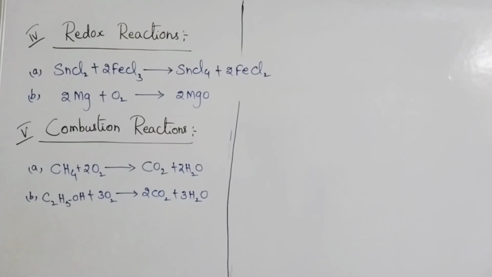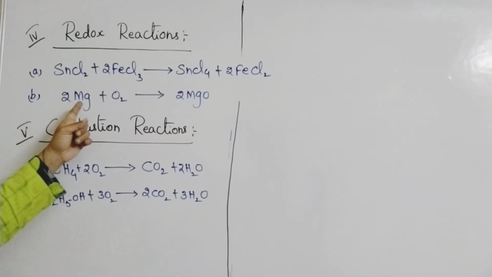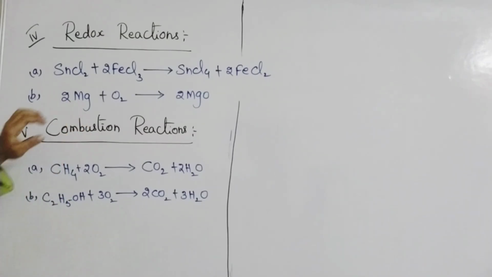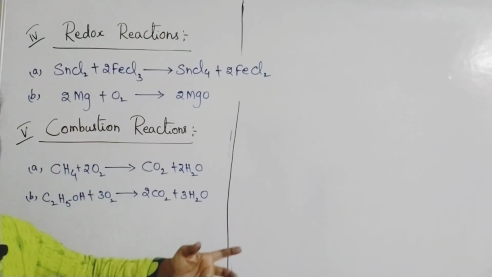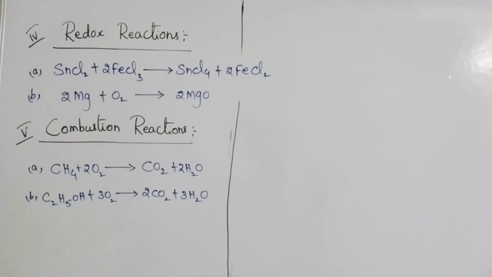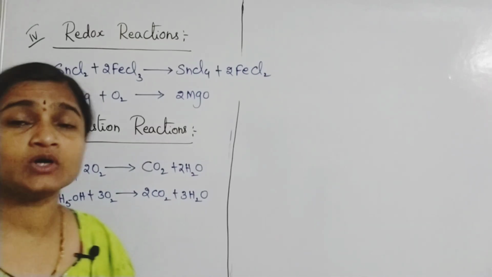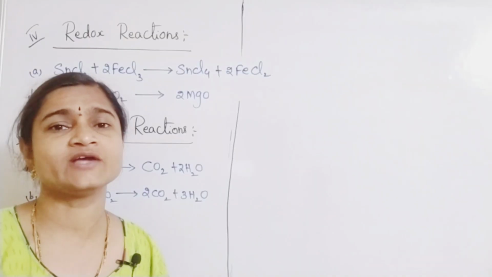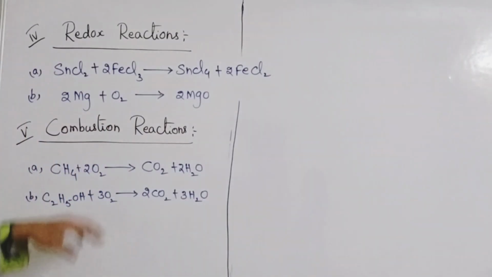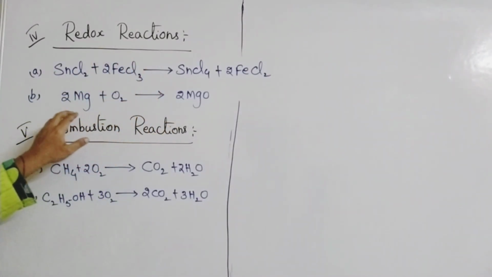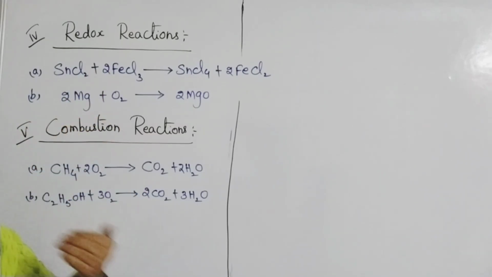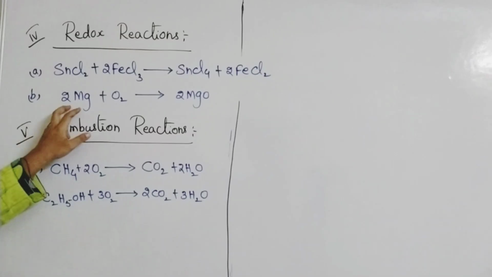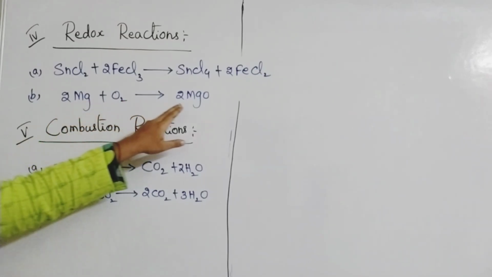So redox reactions, the fourth category, are also an example of irreversible reactions. Like you can take SnCl2 plus FeCl3. It's a redox reaction. Double displacement, displacement reactions are generally redox reactions. All displacement reactions are redox reactions. So you can take this example for a redox reaction, and redox reactions cannot be reversible. So they are an example of irreversible reactions. You can even take the example of 2Mg plus O2 gives rise to 2MgO.